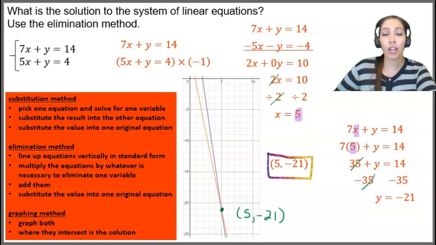The other thing you can do is plug your x and your y into each one of your original equations. If the left side of the equal sign equals the right side, you have done it correctly. So I could do 7 times 5 plus negative 21, and it would equal 14. 5 times 5 plus negative 21 does equal 4. So you can check it by graphing or by plugging them in and seeing if the left side equals the right side.